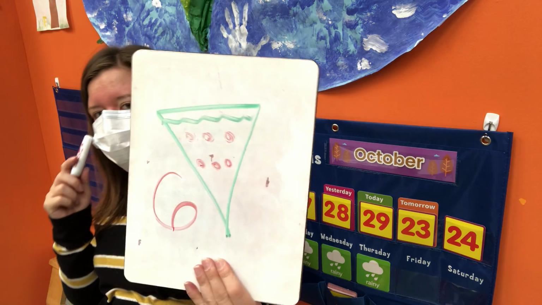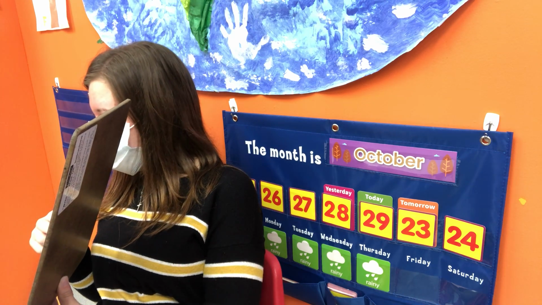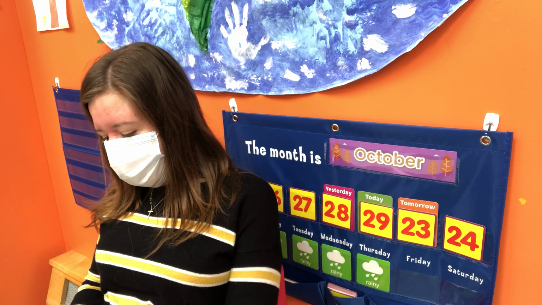Let's see. Is this our six? Yes. Is this my six? Yes. Are we sure? Yes. Good. Let's see what else, let's see. If we flip this, it will be like a nine. Oh, you're right. You are right.